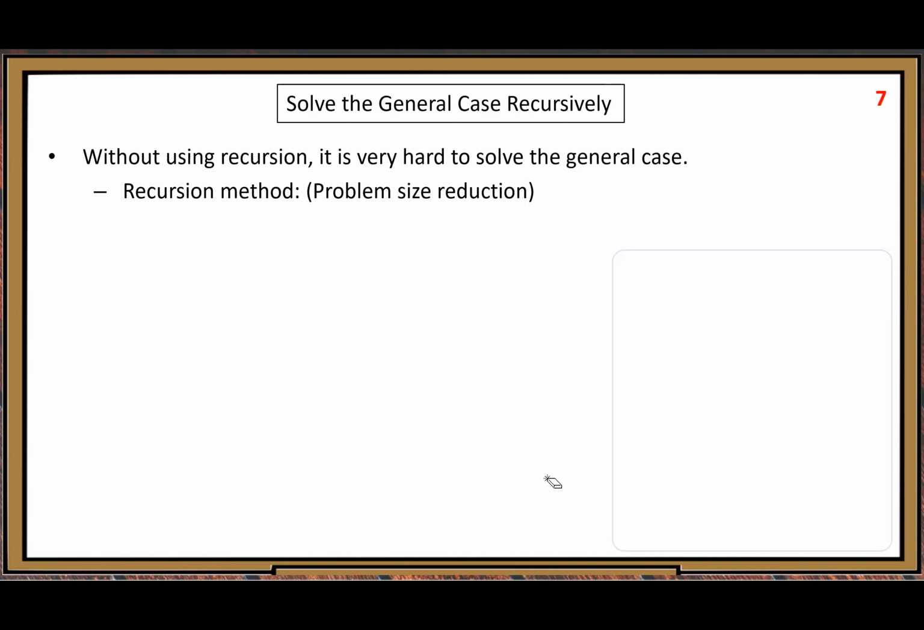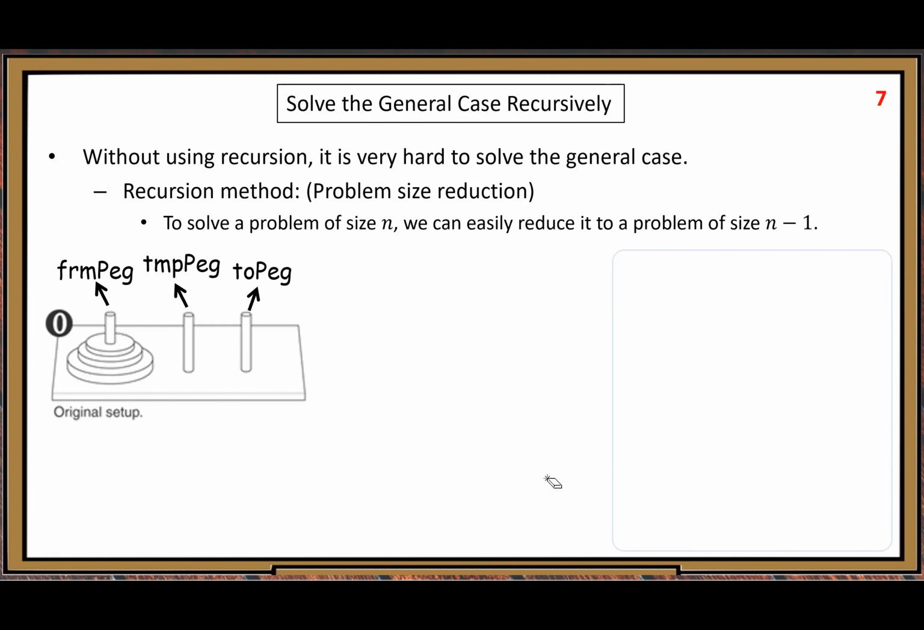So when we work on P of n, we assume the P of n minus 1 solution is available. We can use it directly. To solve a problem of size n, we can reduce it to a problem of size n minus 1. Although we need to do a lot of steps for P of n minus 1, we assume we have it. We do not start from scratch. We start from P of n minus 1.